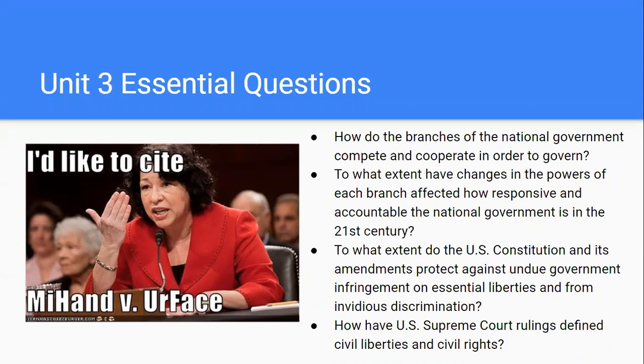Congress shall make no law respecting an establishment of religion or prevent the free exercise thereof. Congress shall make no law restricting free speech, free press, freedom to assemble, and freedom to petition. So there are limitations put on government. Civil rights are extensions of rights to groups of people that have been discriminated against.